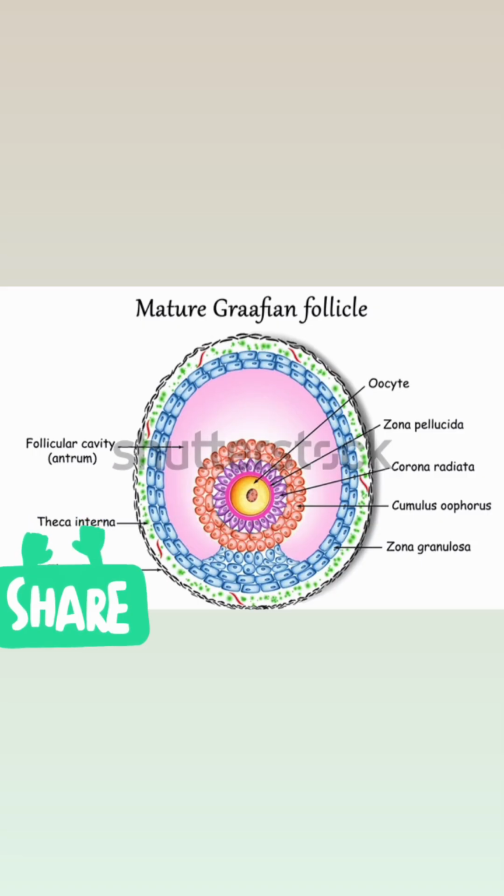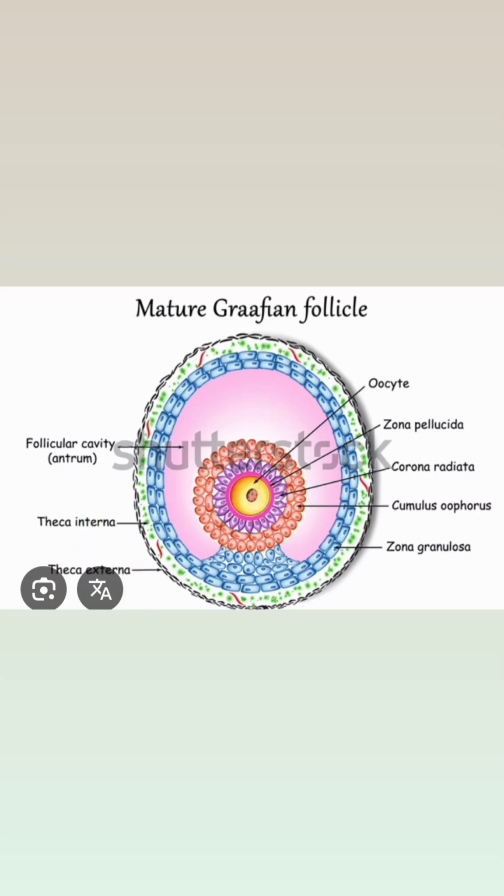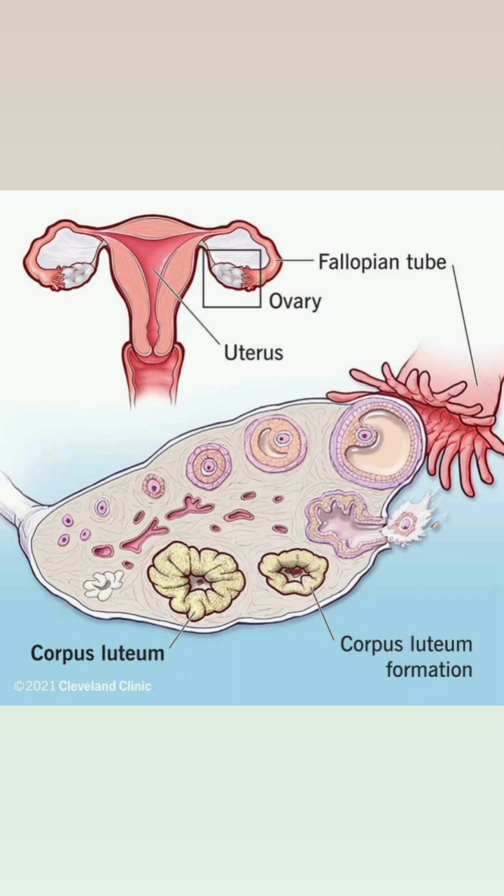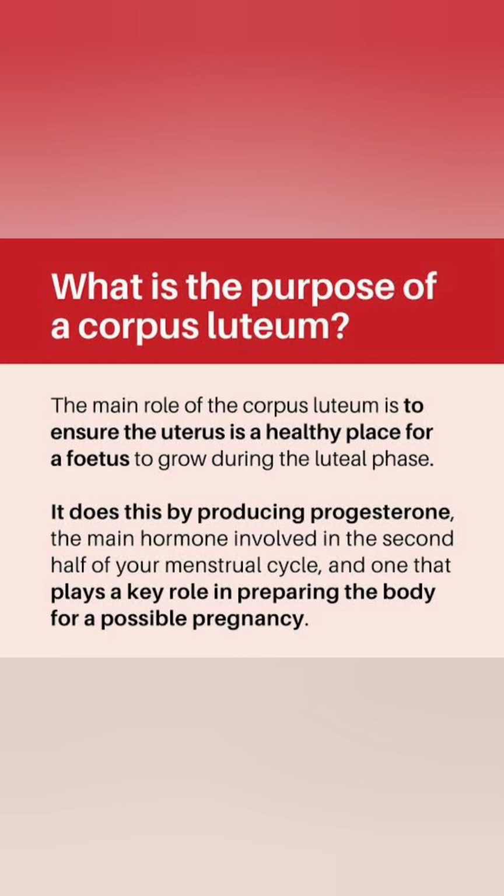This mature follicle is the source of the first hormone in females, that is estrogen, and this follicle undergoes the process of ovulation under the action of LH, and the remaining part will become the corpus luteum. This corpus luteum is yellow in color and it is also endocrine in nature, which secretes progesterone. Along with progesterone, it also secretes inhibin.